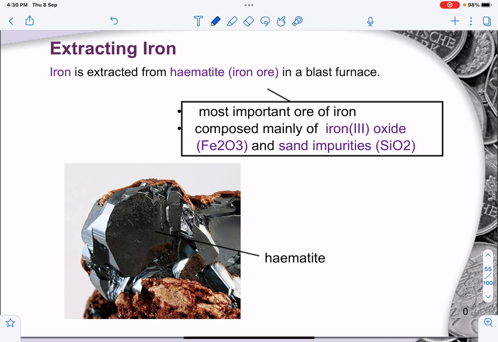So this is the key one where you need to know the extraction of iron. Iron tends to be extracted from hematite in a blast furnace, and more importantly the ore of the iron is composed of mainly iron trioxide and sand impurities, which is silicon dioxide.